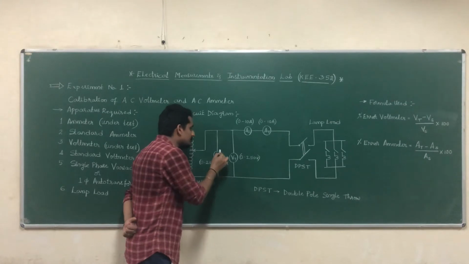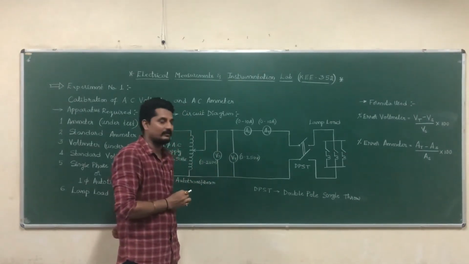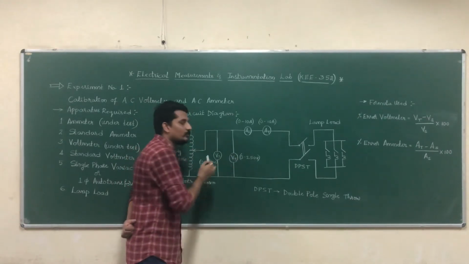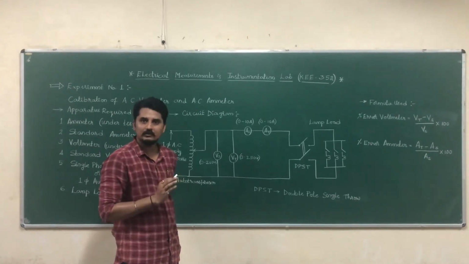The standard meter is already calibrated, whereas this one is not calibrated, right? So we are getting some error. What is that error? Later on we will find the error with the help of a formula.